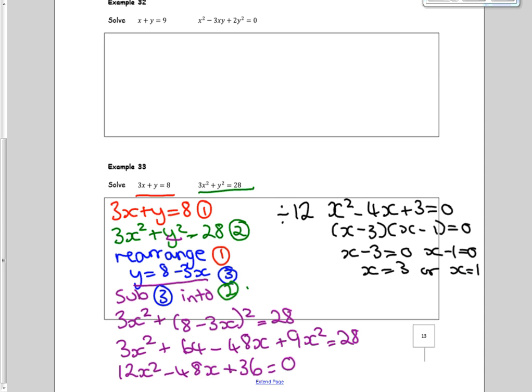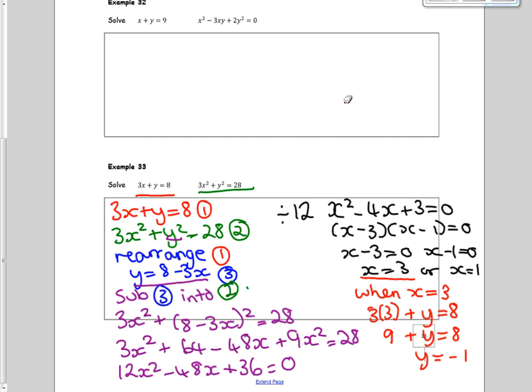So I found my x values for the points where these two lines intersect, but now I need to find the y values that accompany them. So using this first one, so when x equals 3, substituting it into my first equation, that'll give me 3 times 3 plus y equals 8, which is 9, which means that 9 plus y equals 8, so y equals minus 1.